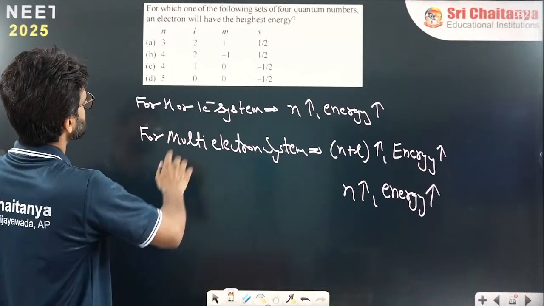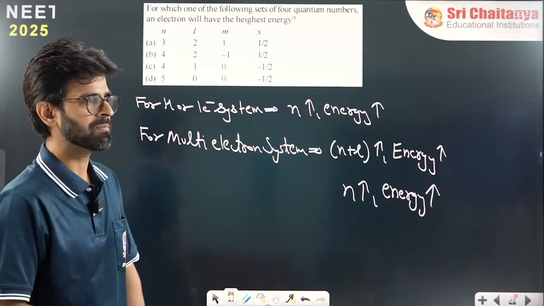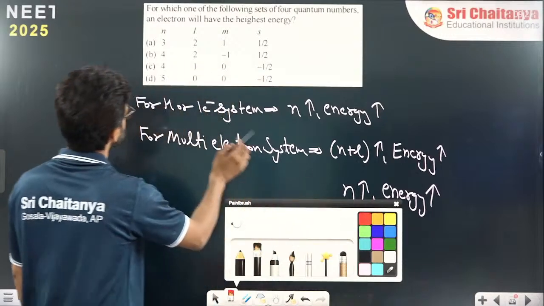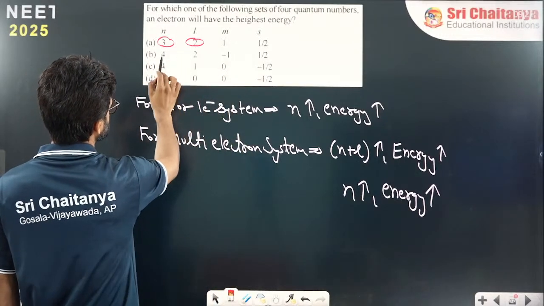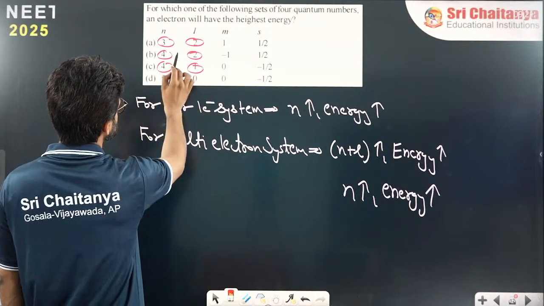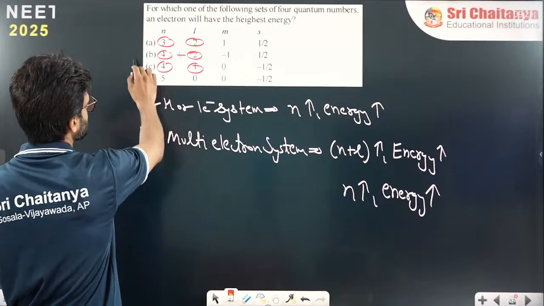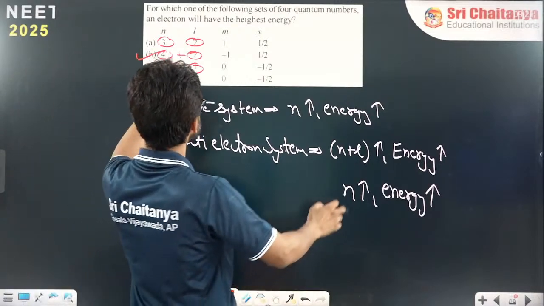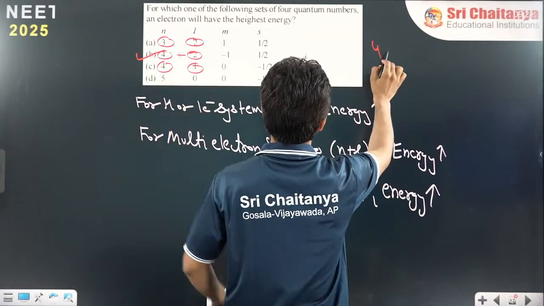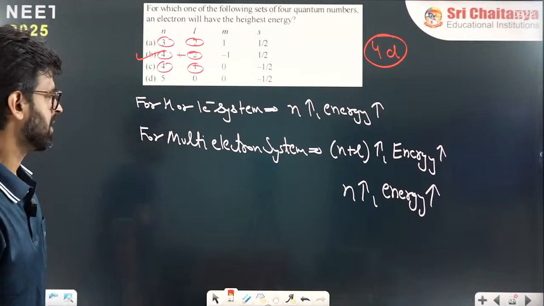In this case, are they mentioning hydrogen atom? No, they are not mentioning. So by default, I will take multi-electron. For hydrogen, they will mention specially, right? So here, let us see which has the maximum value of N plus L. Here N plus L is 5. Here it is 6. Here it is 5. Here it is 5. So here you can see clearly N plus L is maximum: 4 plus 2, 6. That's why higher the N plus L, higher the energy. And which shell is it? 4th shell. And 2 means which one? D. It is the 4d subshell or some orbital of 4d. Right? That's fine.